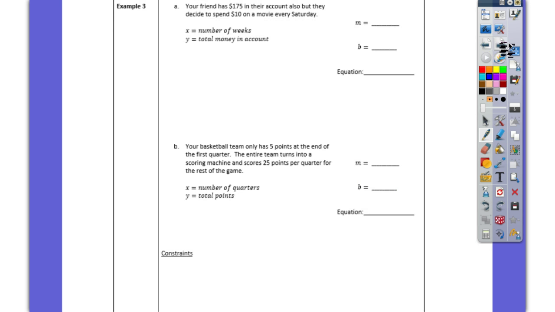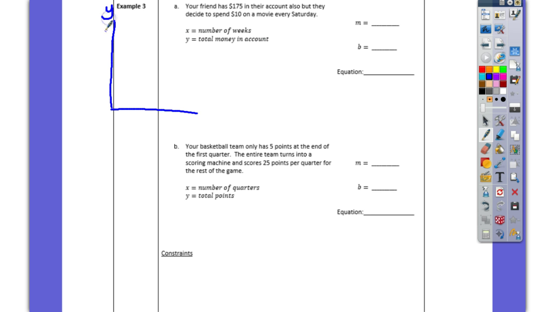All right, now let's apply these constraints that we were talking about when you use just part of the coordinate plane, quadrant 1. Because if you think of this, you have a friend that has $175 in their bank account. They decide they want to spend $10 on a movie every Saturday. X represents the number of weeks. Y is the total money in the account.